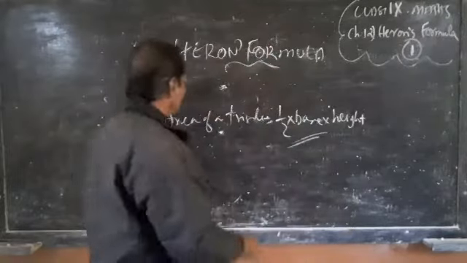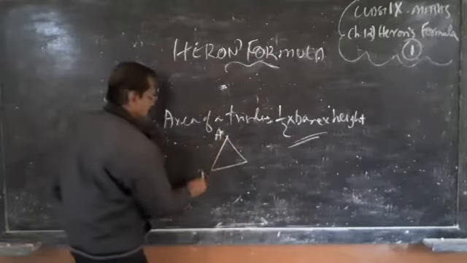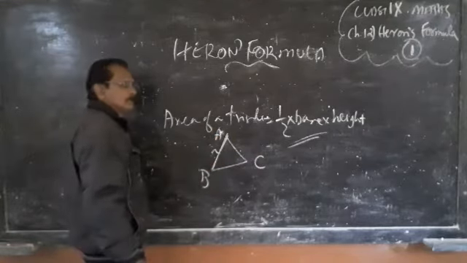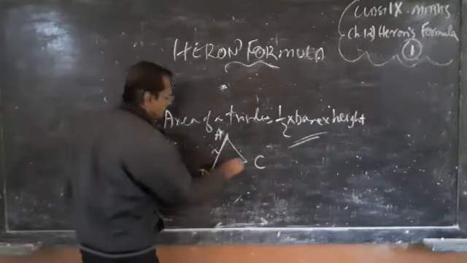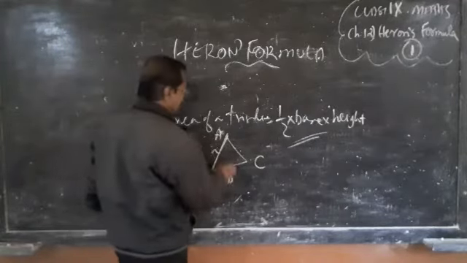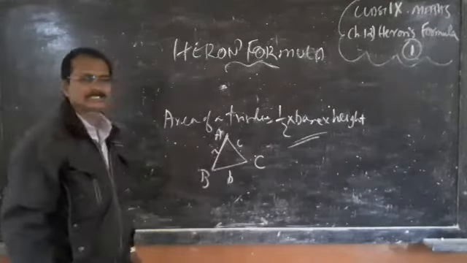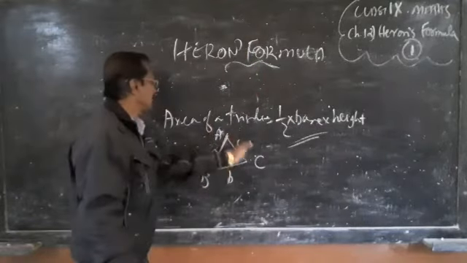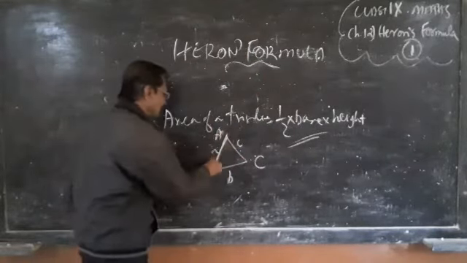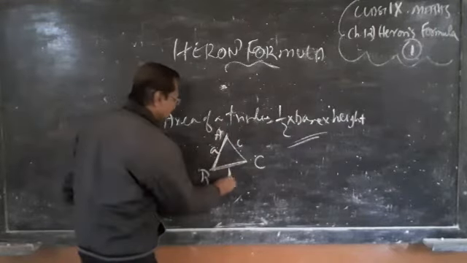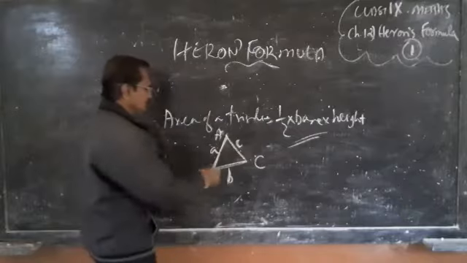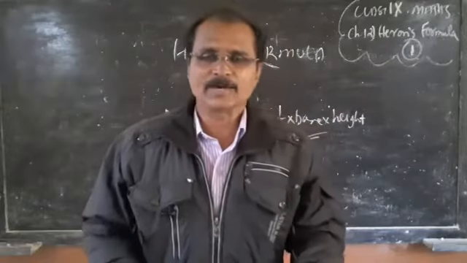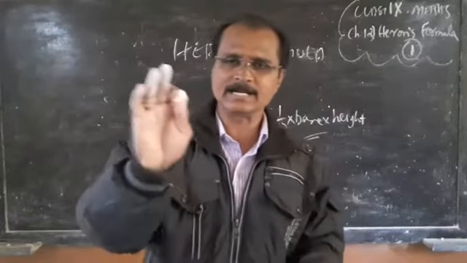As we know, in triangle ABC, 3 sides are there. The first side AB is represented by small letter a, BC by small letter b, and AC by small letter c. The triangle has 3 sides: AB, BC, and AC. So you can represent the measurement of AB as small a, BC as small b, and AC as small c. Now he has obtained a beautiful formula to find the area of a triangle if the sides are given.